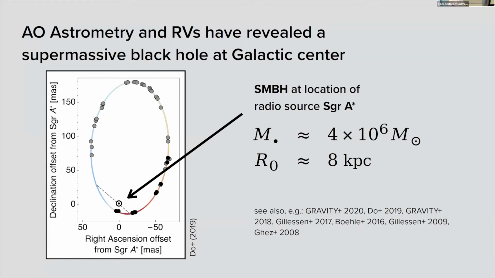Just to start out with some brief background, AO astrometry and RVs on large ground-based telescopes have revealed a supermassive black hole at the center of the galaxy. We do this by fitting orbits to the stars that are close to the supermassive black hole. We find a black hole that has a mass of about 4 million suns, at a distance of 8 kiloparsecs.